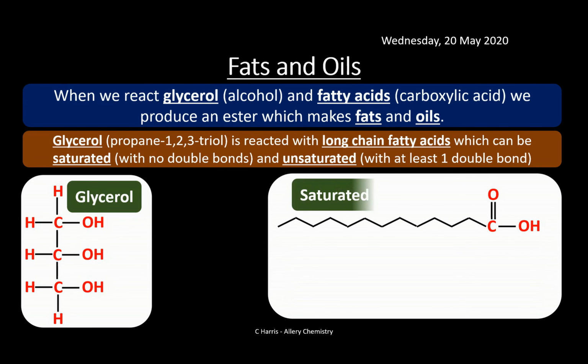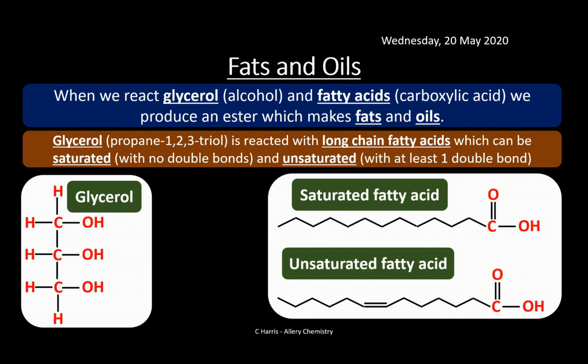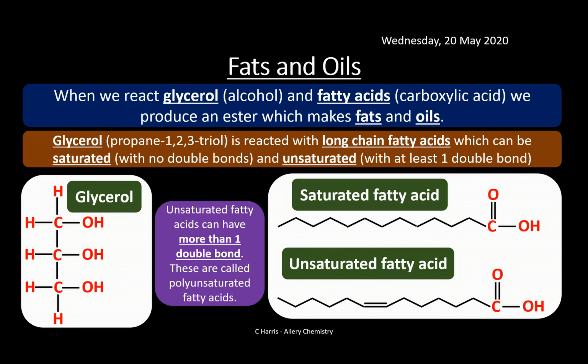Okay, so a saturated fatty acid looks like that. It's massive. Okay, so these have obviously the carboxylic acid group, the carboxyl group at the end, but attached to this you've got loads of carbons, a big long carbon chain attached to the side, and we call this a saturated fatty acid because it contains no double bonds. But if it did contain at least one double bond, then this would be an unsaturated fatty acid. Okay, so unsaturated fatty acids can have more than one double bond. These are called polyunsaturated fatty acids.